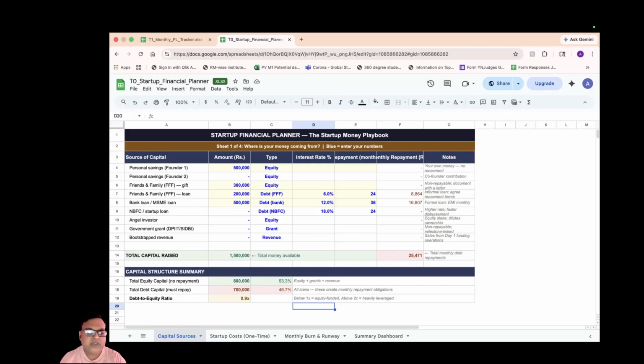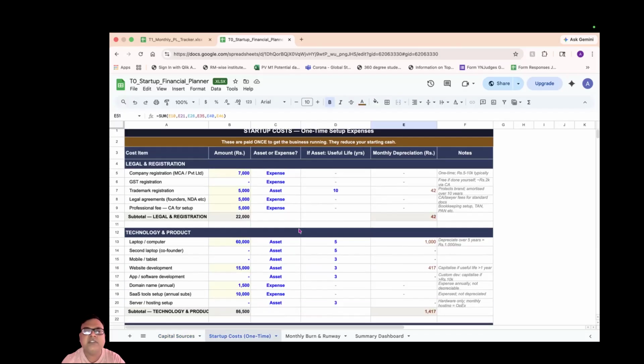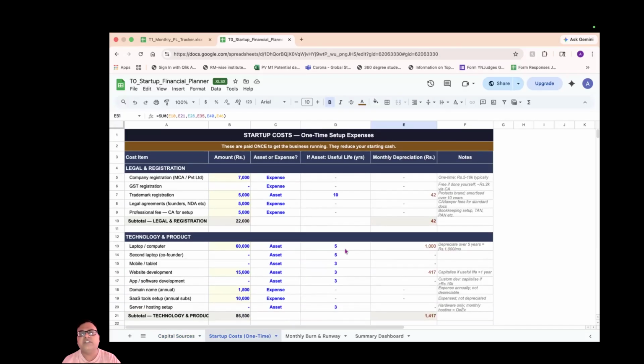So this is good. So this is the first tab. The second tab is the startup cost. This is the one-time cost, one-time setup cost. Let's say you're starting a restaurant, right? Your customer will only come once you have everything ready. The chef is there, the restaurant is actually ready, the opening has already been done, the food has been prepared, and people are coming and ordering, and you're fulfilling that order.